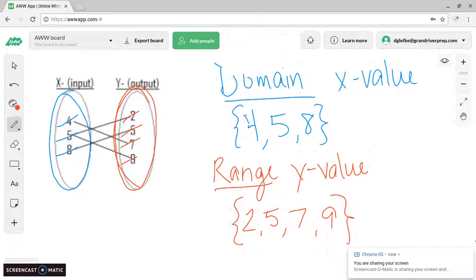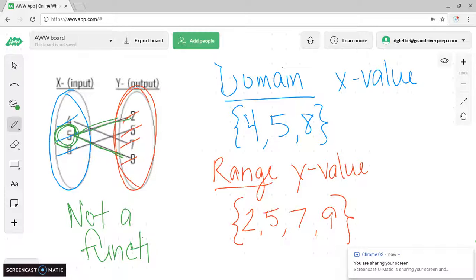So when we look here, one of the things that we need to notice is right here, this 5 goes to 2 and it goes to 9. That's like one person having a birthday on the 2nd and a birthday on the 9th. We cannot have this, so this is not a function. And then we're done. If we're asked to explain why, we would just say that the X value 5 has 2 different Y values, so it's not a function.